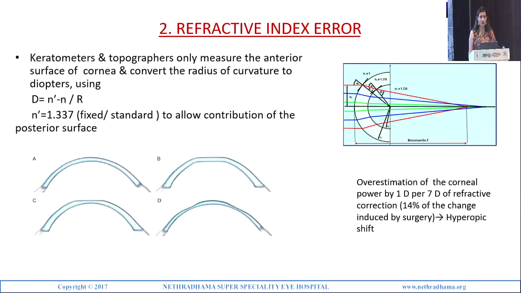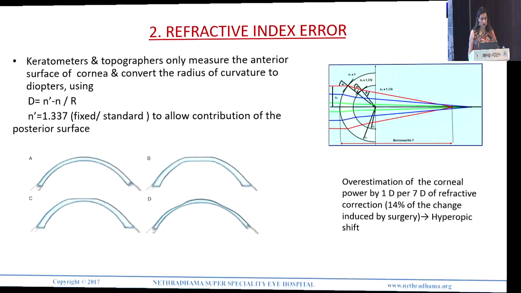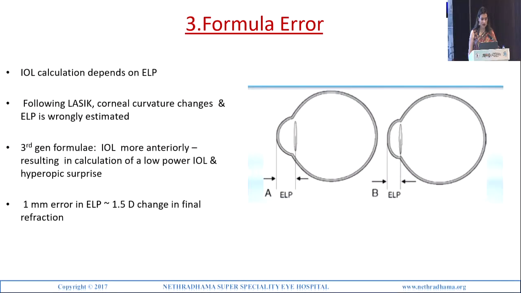So since they use this fixed refractive index of 1.337, which later was found to be 1.334, and it can actually vary depending upon the air and cornea interface and the cornea and aqueous interface, this also can lead to errors in IOL power calculation post LASIK. Now the third one is formula error.